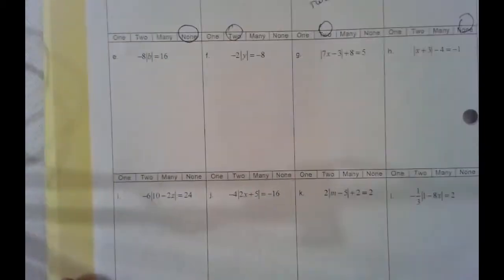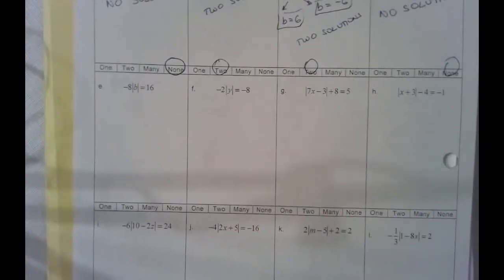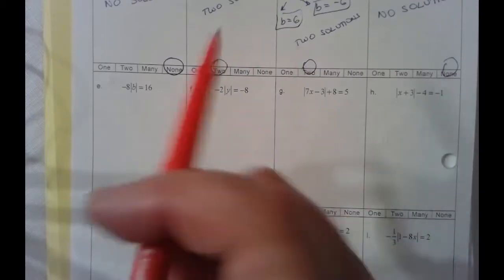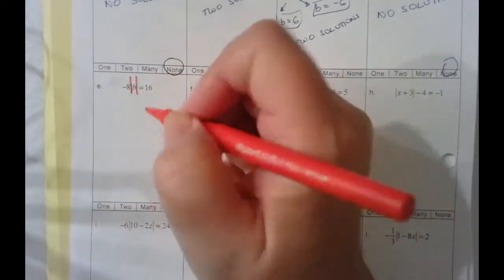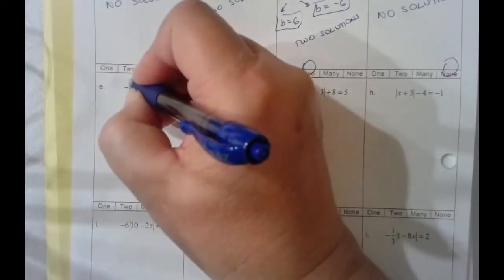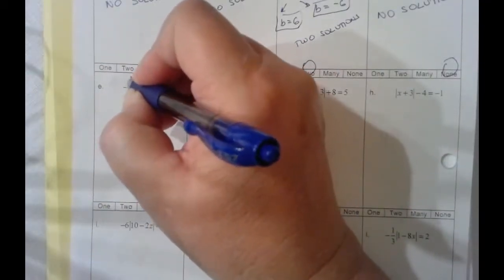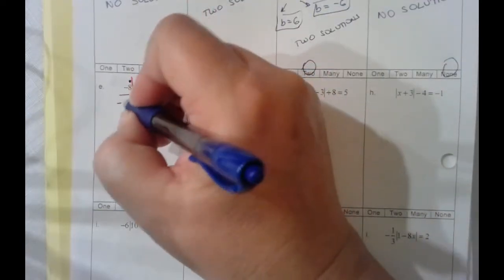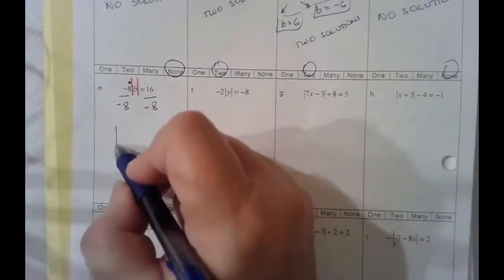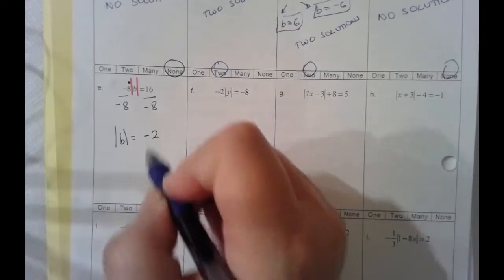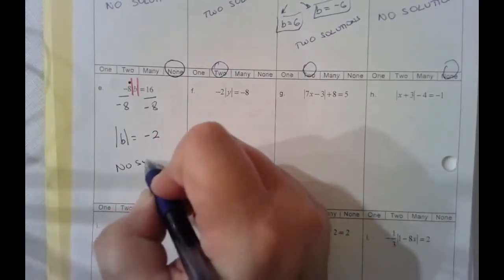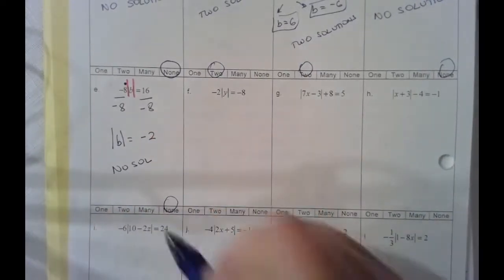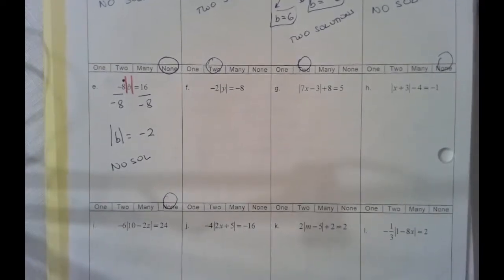Okay, let's see if we can work on some multiplication and division. Notice in this case, I do not have an absolute value by itself. I have a number in front, and I know that this is multiplication between negative 8 and the absolute value. The opposite of multiplication is division. So I'm going to divide both sides by negative 8, and you get that absolute value of b is equal to negative 2. This is no solution because we cannot have negative distance, so my answer is none.